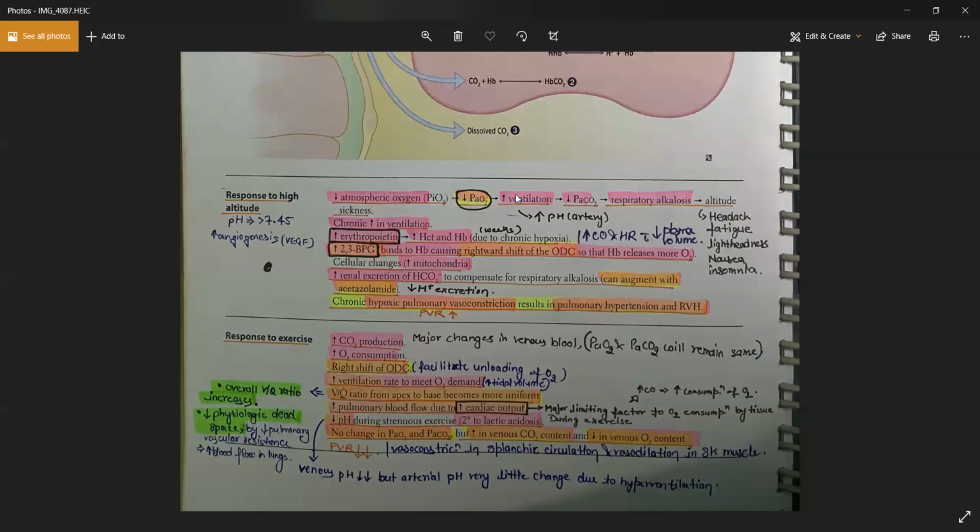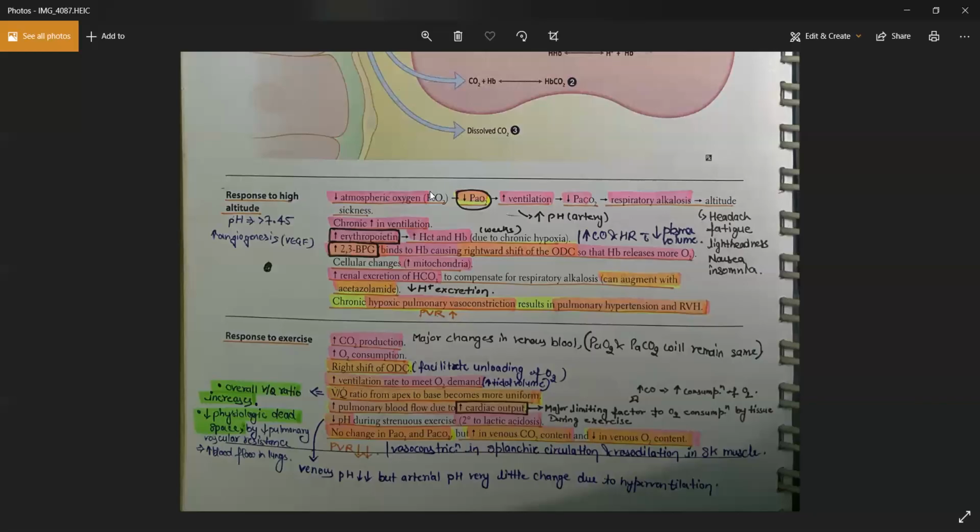But what your body can do, because CO2 is a perfusion-limited gas and you're having more ventilation now, is this: because of more ventilation, more blood flow will be happening in the lungs. As a result, more transfer of CO2 will happen, and ultimately more removal of CO2 from the blood, right? So this will cause respiratory alkalosis. The first thing you will see is respiratory alkalosis. This will cause altitude sickness: headache, fatigue, nausea, vomiting, lightheadedness, insomnia. These are all the features of altitude sickness that happen because of respiratory alkalosis and hypoxia.